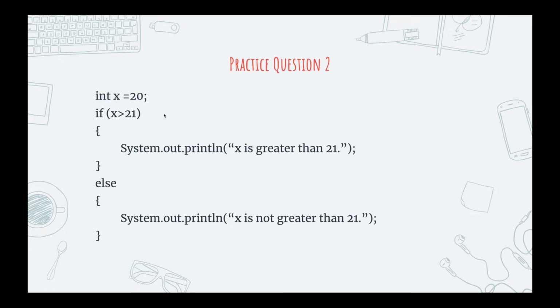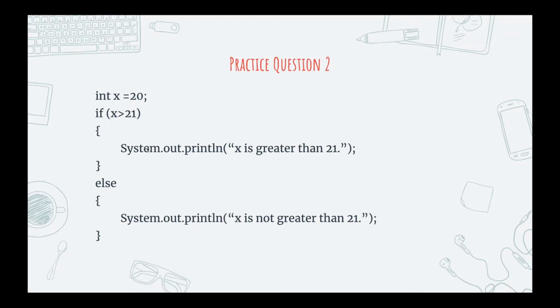So it looks at the first if statement. If x is greater than 21, I want you to execute this print statement. So x is greater than 21. So it looks, what is x? X is 20. 20 is greater than 21. Is 20 greater than 21? No, that is false. So we know that in a false statement, the if statement does not get executed.